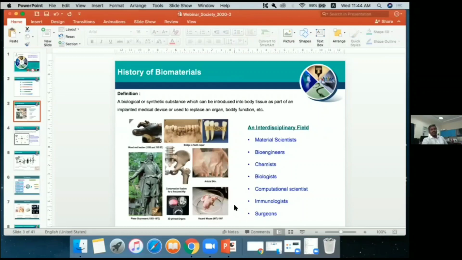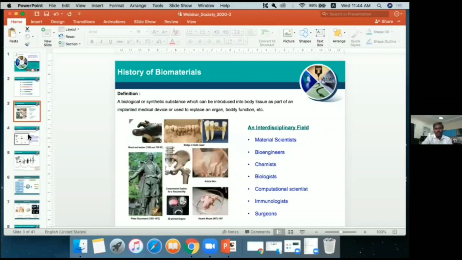Still, to accomplish this kind of work, we really need a multidisciplinary or interdisciplinary field of scientists, ranging from material scientists, bioengineers, chemists, and biologists, and even computational scientists, immunologists, surgeons, and of course businessmen to take this material into a commercial product. So this is the history of biomaterials, from wood and leather to now synthetic materials using polymers and even stem cells.